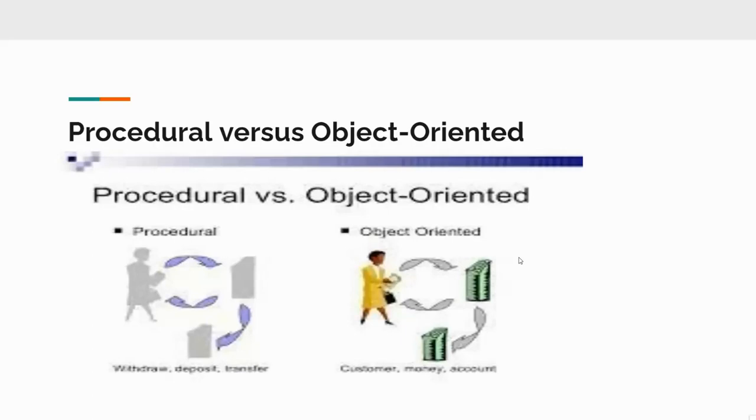Meaning, who and what are the elements that can exist in that scenario. So, you don't focus on the procedures. That is why it is called object-oriented. So you say customer, money, and account. If it's an enrollment system in OOP, students, subjects, and teachers.